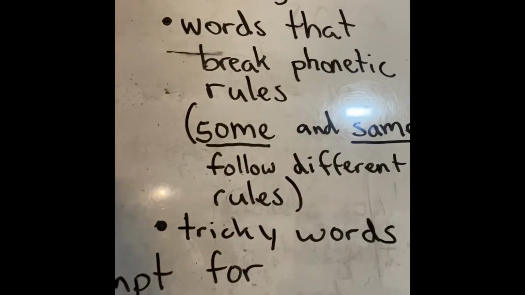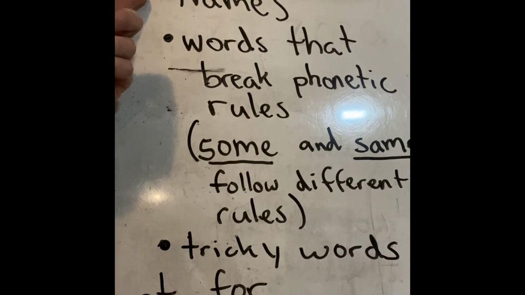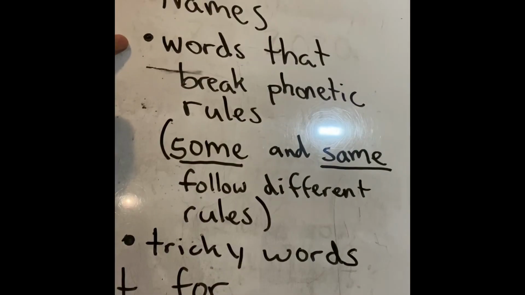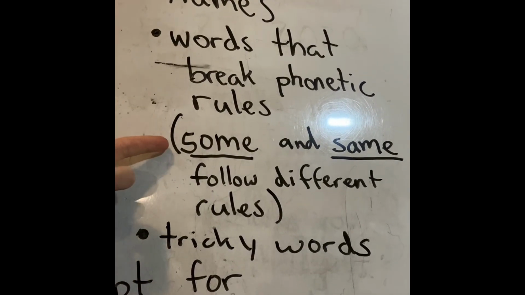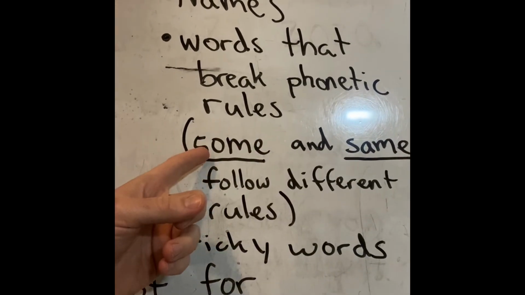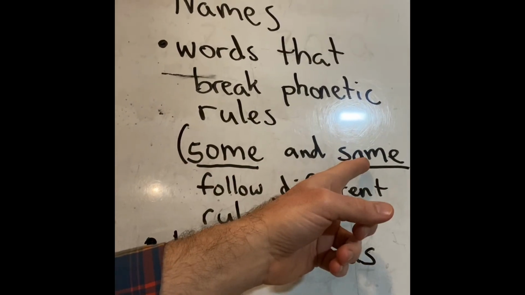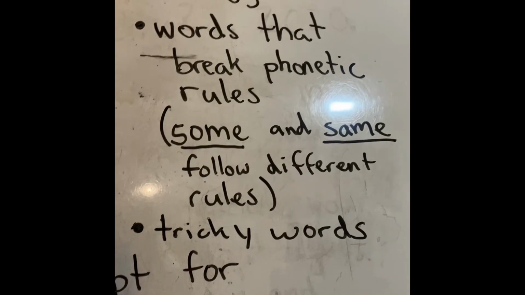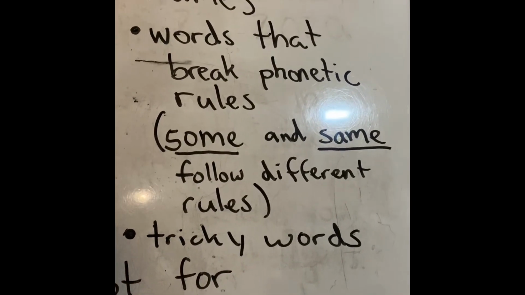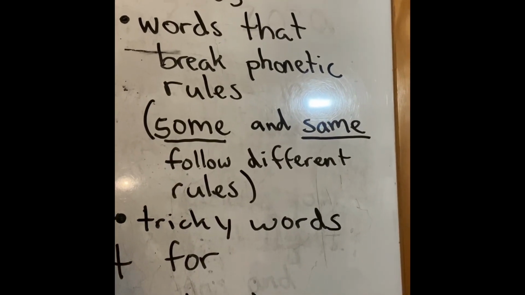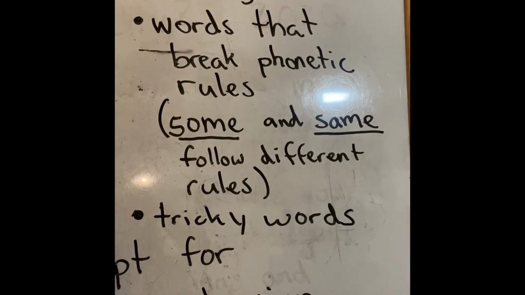Things that you should give are names. You can always give a name. There's no reason for them to try to have to sound that out. Words that break phonetic rules. In the context of this book, the words some and same both appear, and the word some doesn't follow the same phonetic rules as same, so I wanted to be sure that I drew that distinction for them in the beginning, and I would call their attention to it as they got to the word in the book later. Tricky words, in this case, the words different and doesn't needed to be called out.